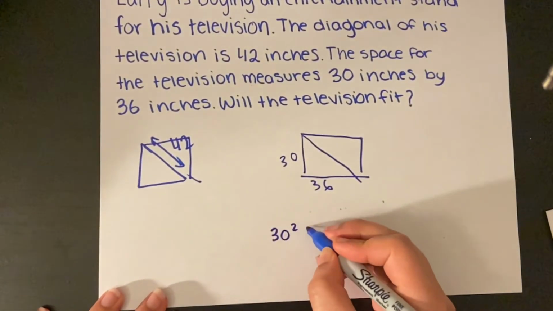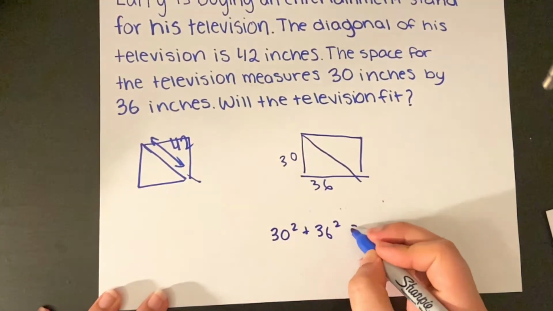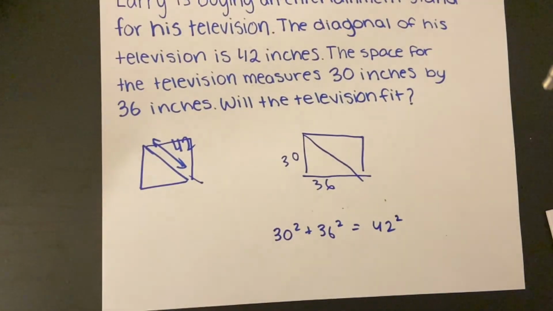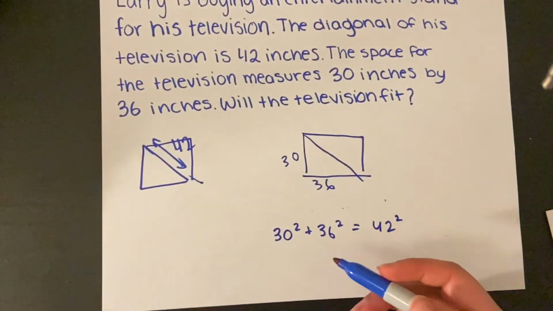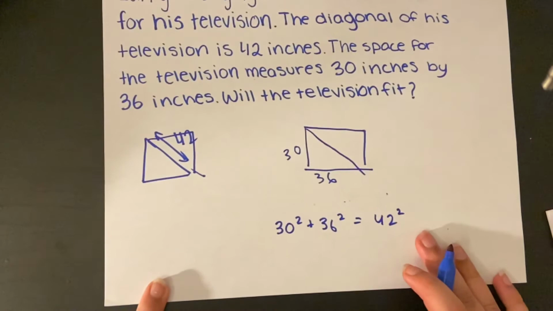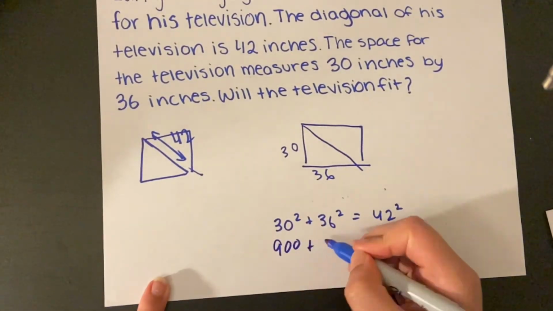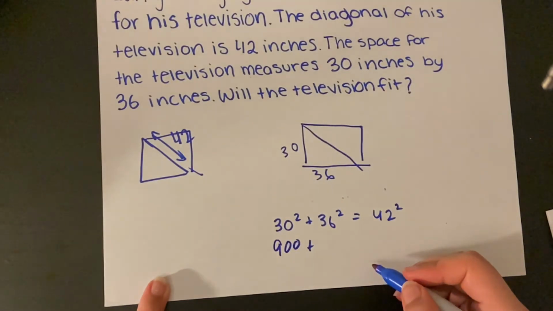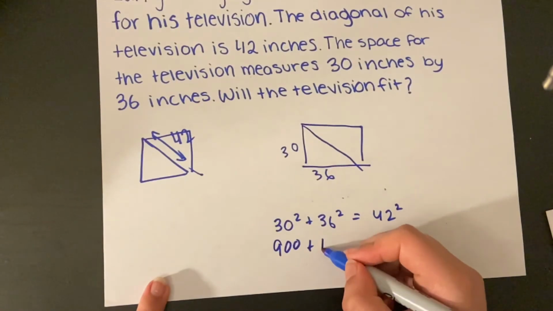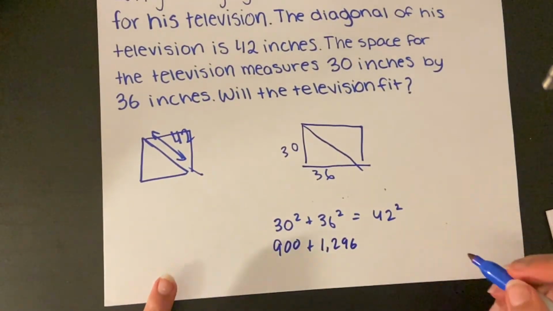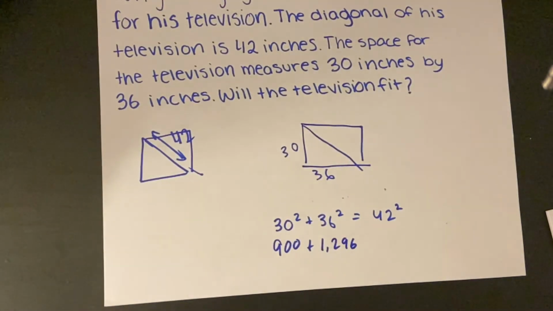This 30 squared plus 36 squared, enough for 42 squared. All right, let's see. 30, Alexa, what's 30 squared? 30 squared is 900. 36 squared? Alexa, what's 36 squared? 36 squared is 1,296. Alexa, what's 42 squared? 42 squared is 1,764.